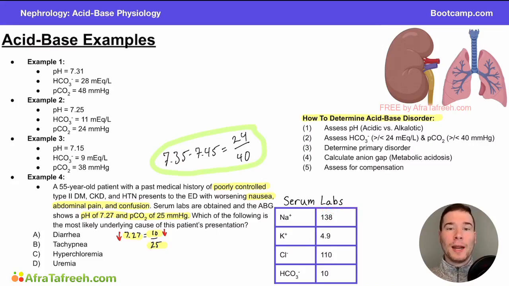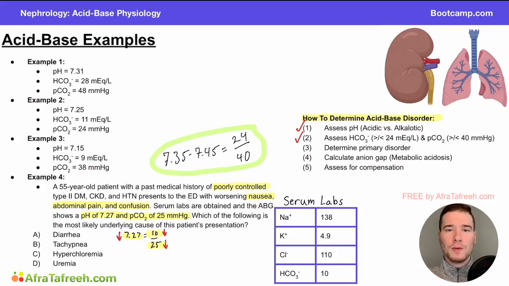Yes, this is a range in actuality, but for simplifying these questions at first to learn the process, this is the best way to do this. And finally, we can see that our PCO2 of 25 is also low compared to our expected normal value of 40. So now we've done the first 2 things. We've assessed the pH, and we've assessed the bicarb and the PCO2. The next thing that we need to do is determine the primary disorder.